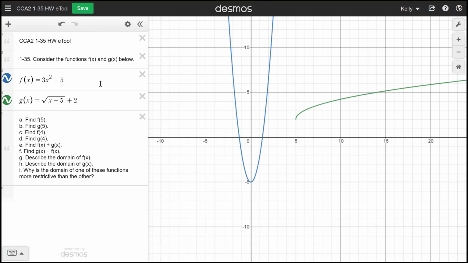So what I want to start by doing, because the easiest way to do this when you have a graphing calculator is to go ahead and create a table. So I'm going to go ahead and create a table.